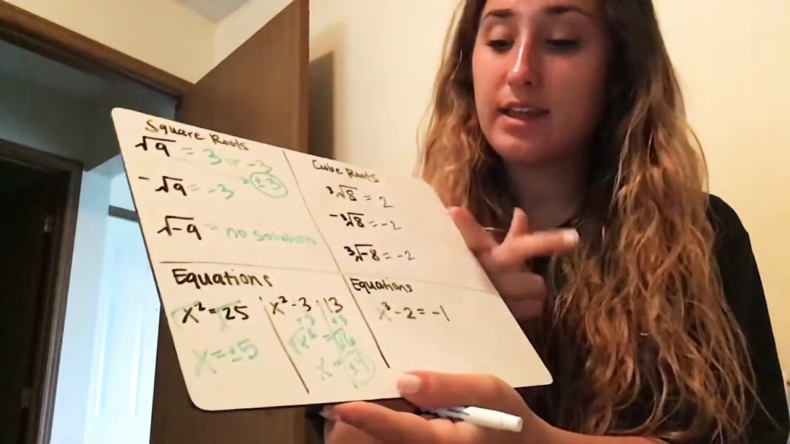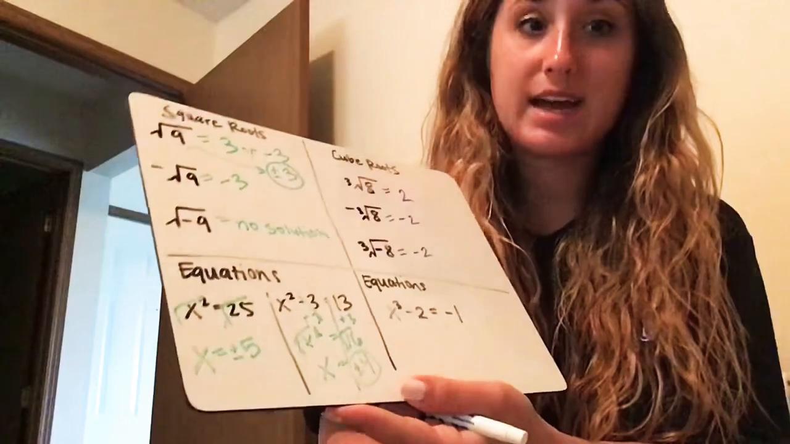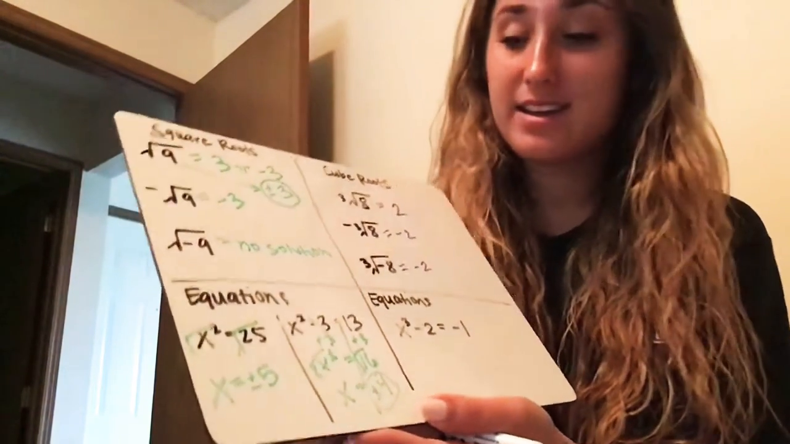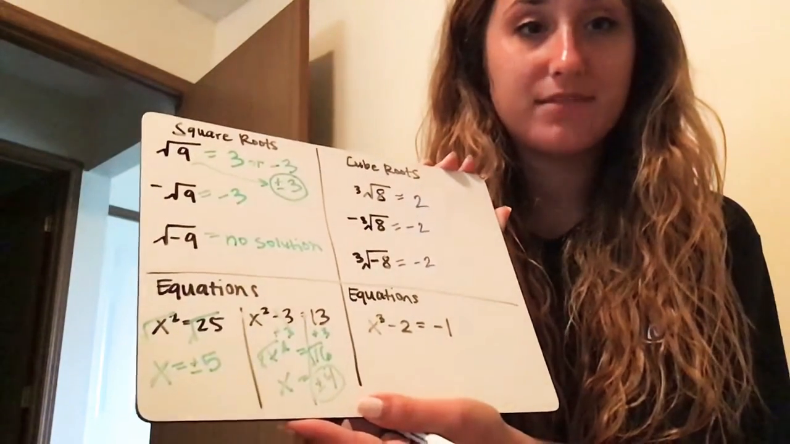And again, you can always check your answer. Negative 2 times negative 2 is 4. And then times another negative 2, 4 times negative 2 is negative 8. So that's why the answer is just negative 2.